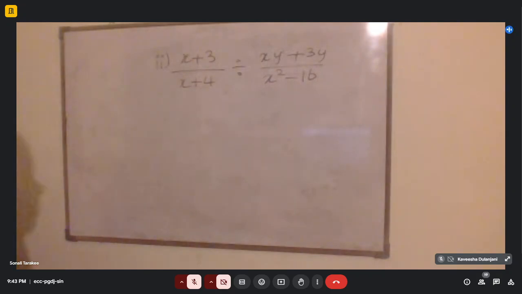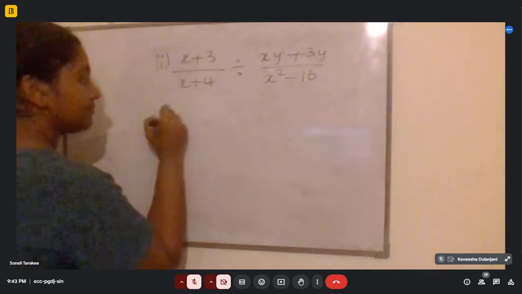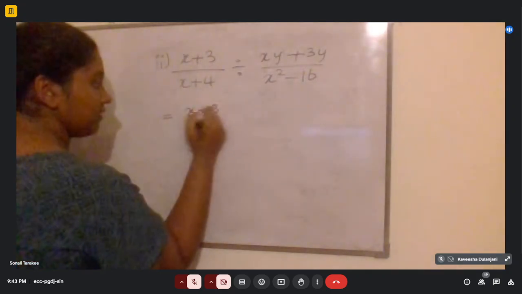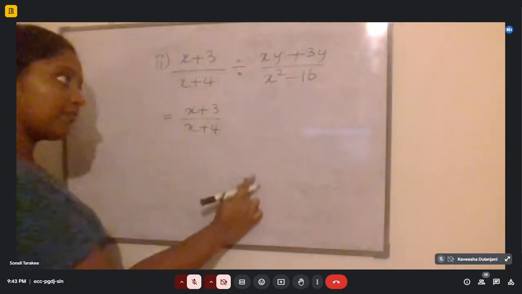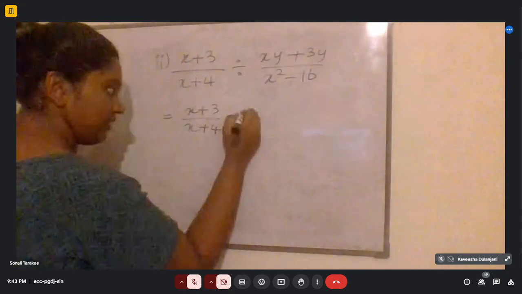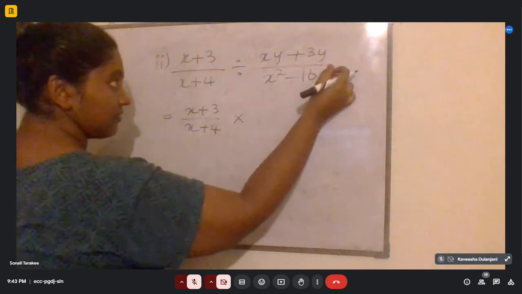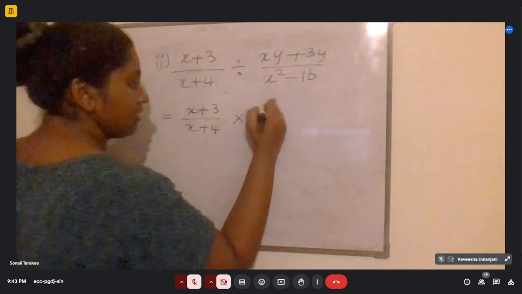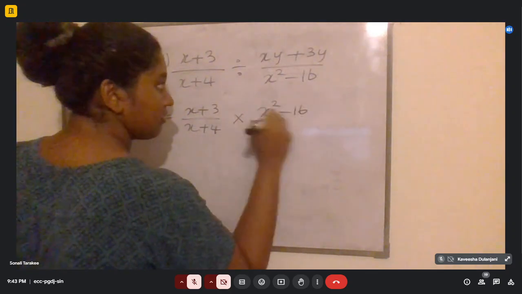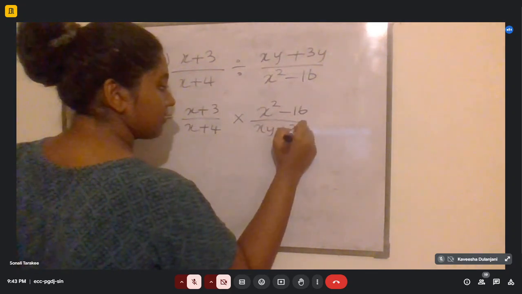Okay, so how you can solve this one is x plus 3 over x plus 4. Here a division can be turned into multiplication, but you have to reverse this. Denominator to numerator and numerator to denominator. And you get x squared minus 16 over xy plus 3y.